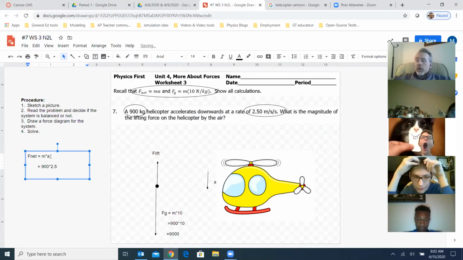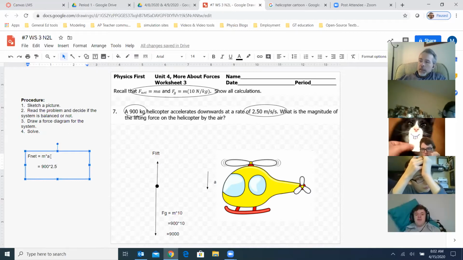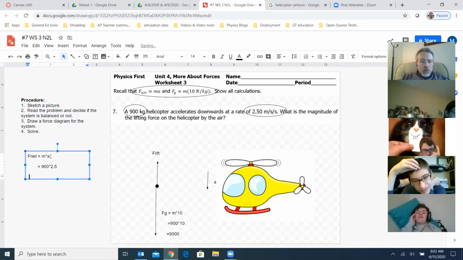So I have to get out my calculator. I hope you guys have a calculator too. And I'll do 900 times 2.5. And what do you get when you do that? Somebody with the calculator. 2,250. That's it. Thank you, David. So F net equals 2,250.